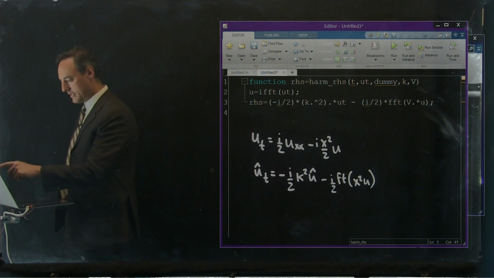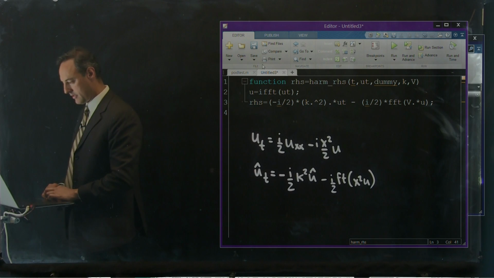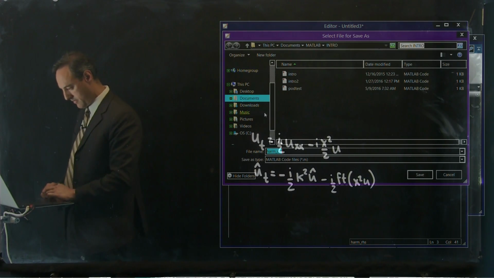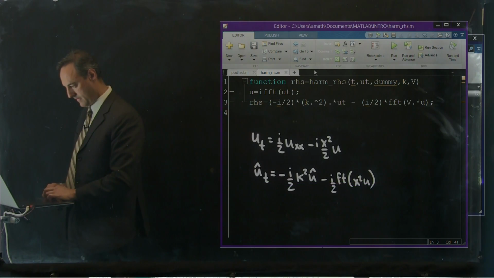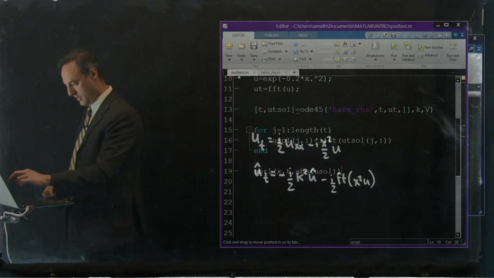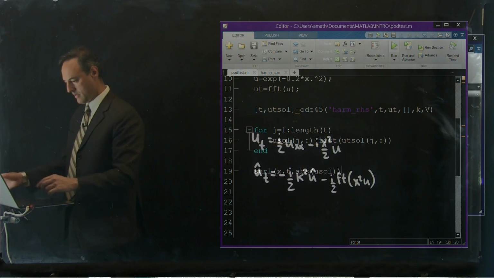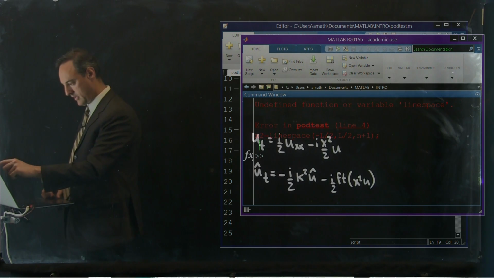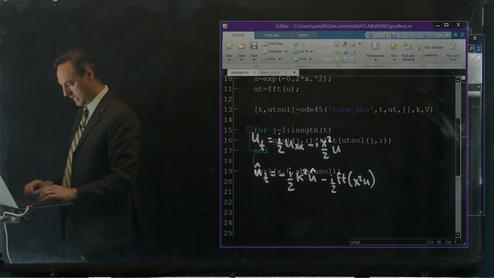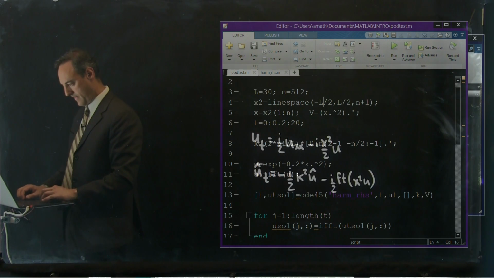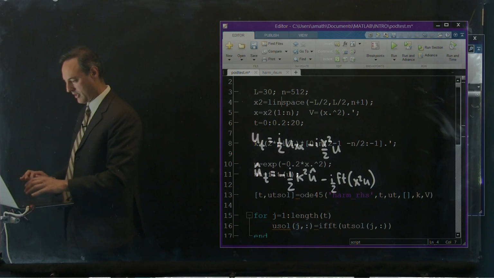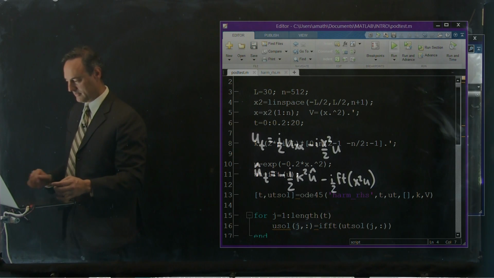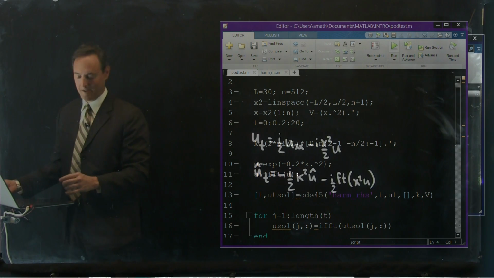So we can save this. We're going to go and save as harm.m, save, and then we can run this. Oops. Oh, linspace, not line space. Codes never work the first time you try them, usually. See if it works the second time.